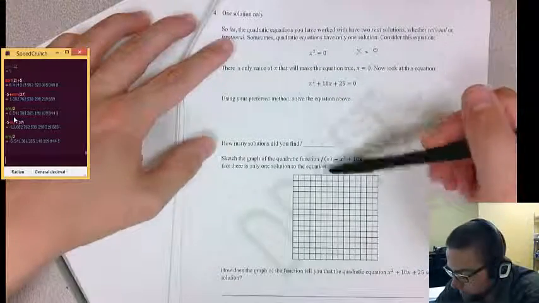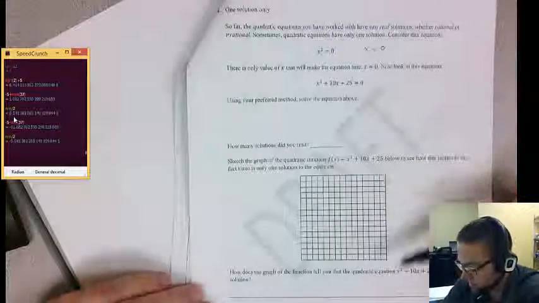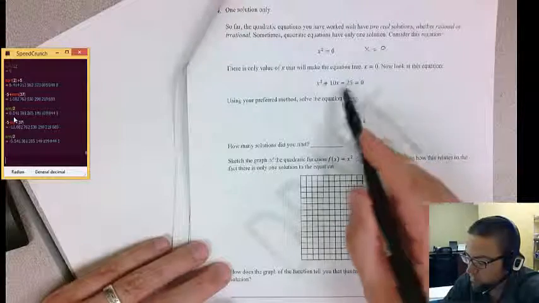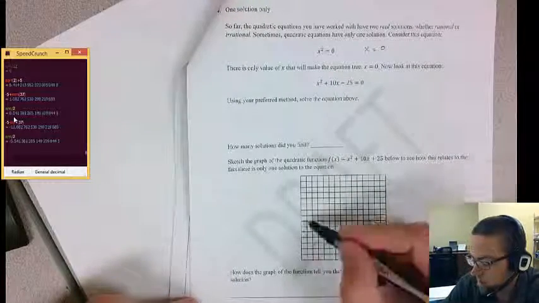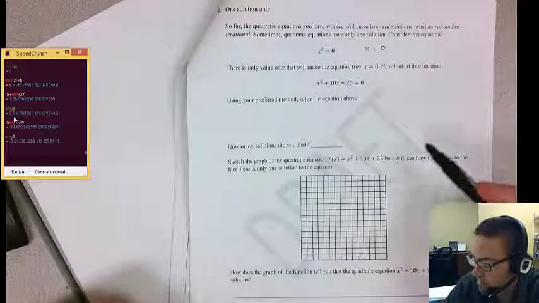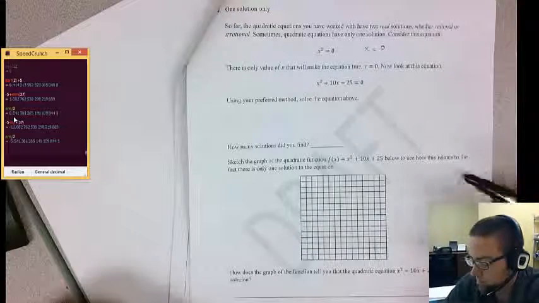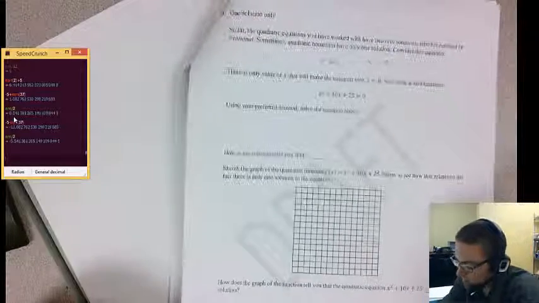So how many solutions did you find? Okay, yeah, so I already gave you the answer, but see what happens when you graph that. So we were talking about how the solutions to setting a function equal to 0 is the x-intercept. So what does the x-intercept look like if there's only one solution? So go ahead and graph this function right there.